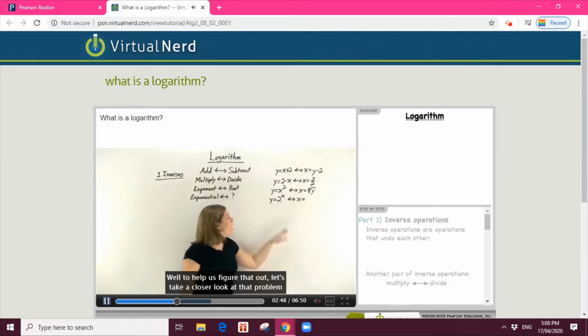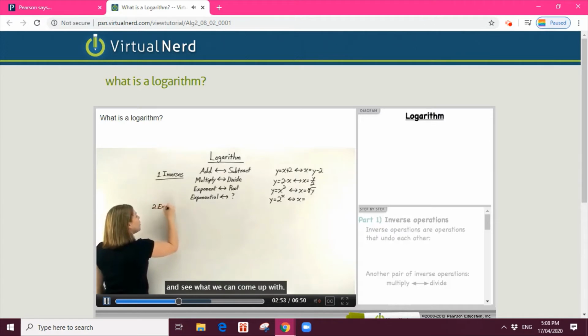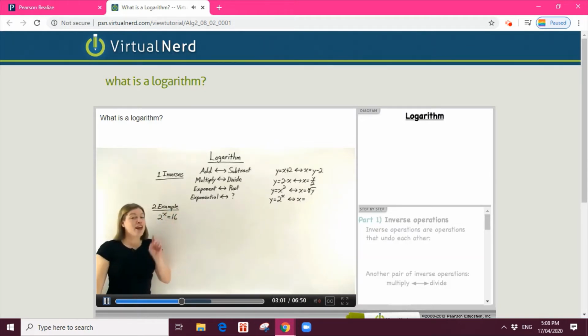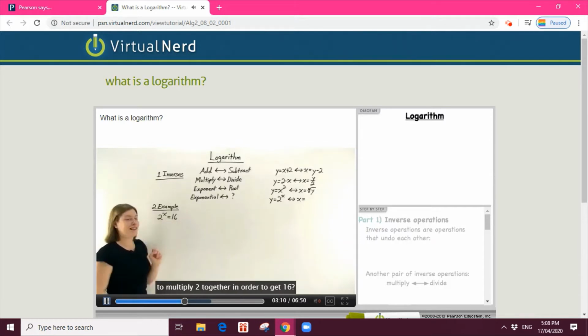Well, to help us figure that out, let's take a closer look at that problem and see what we can come up with. So let's say that we have 2 to the x power equals y. Except let's say that y equals 16. That way we can just focus on solving for x. So what we're asking is, how many times do we need to multiply 2 together in order to get 16?